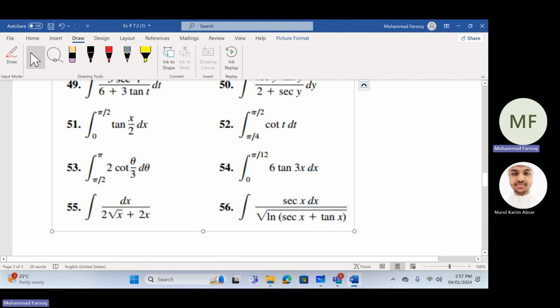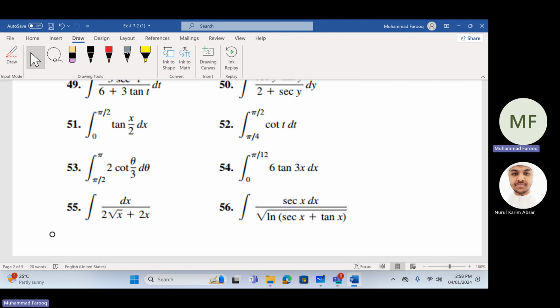Okay, before we go, please try question number 53. 54? 53. 53, yeah. Come on, 53 question, please. The integral from pi by 2 to pi of 2 times cotangent of the angle theta by 3, d theta. Please. Okay, 53, please.